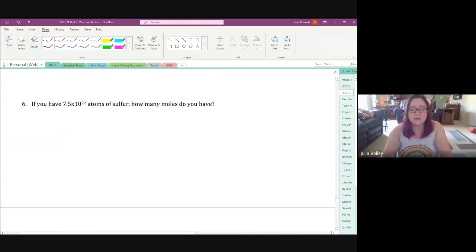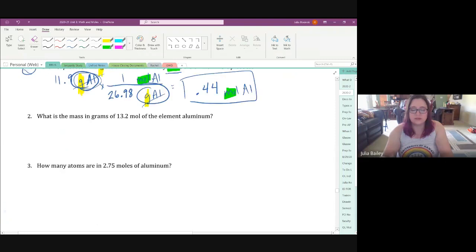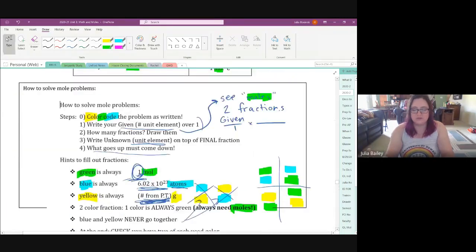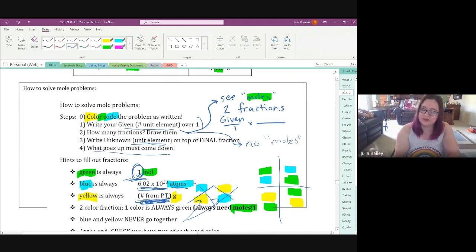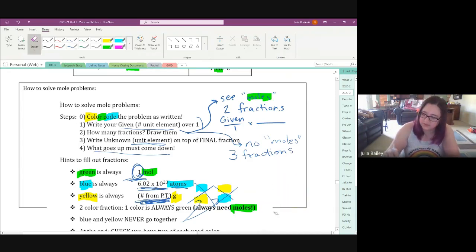Your next step is to decide how many fractions and then draw them. We said that if you see the word moles, that tells you it's a one-step problem and you need 2 fractions. If you do not see the word moles, which in this problem we did not, then that means we're going to need 3 fractions, as you may have guessed. So let me erase this little color diagram.